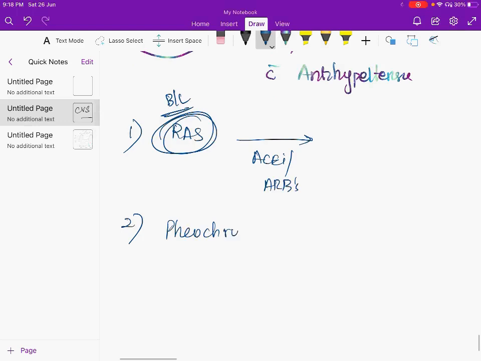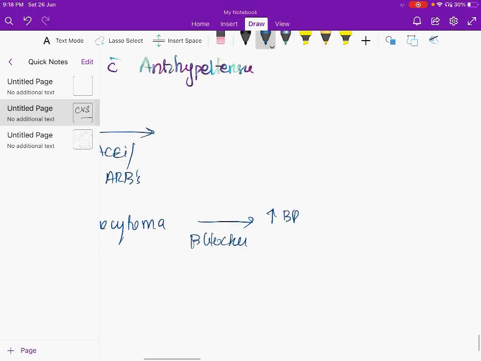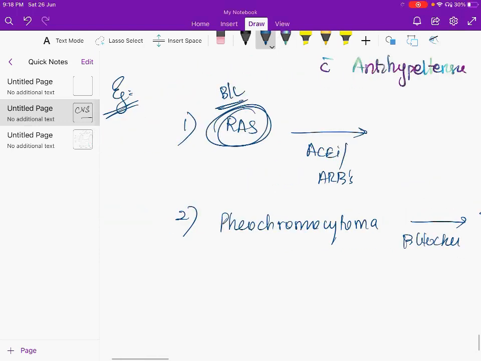Similarly, in pheochromocytoma, if you give beta blocker, it will cause raised BP because of uninhibited alpha action. So beta blockers are contraindicated in pheochromocytoma.